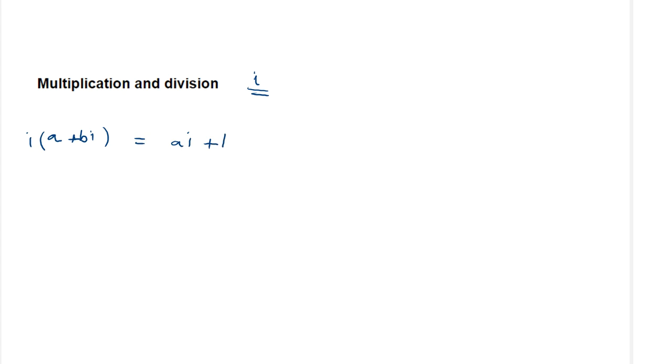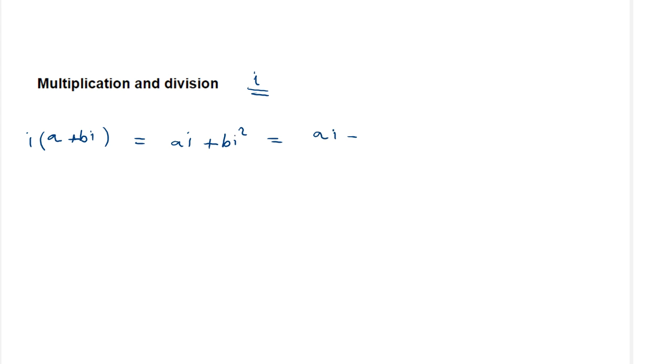And i has cubic roots as well. So the cubic roots of i are the square root of 3 over 2 plus i over 2 and minus the square root of 3 over 2 plus i over 2. In multiplication and division with i, let's say we have a plus bi as a complex number. If we multiply this complex number by i, it will give us ai plus bi squared. And if we substitute i squared by minus 1, it gives ai minus b.